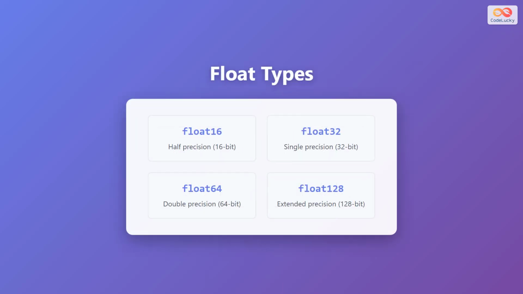Moving on to floating point types, these represent numbers with decimal precision. Float16 is half precision with 16 bits, useful when memory is limited. Float32 provides single precision with 32 bits, which is commonly used for general scientific computing. Float64 offers double precision with 64 bits, giving you higher accuracy for complex calculations. Float128 provides extended precision with 128 bits for situations requiring maximum numerical accuracy.